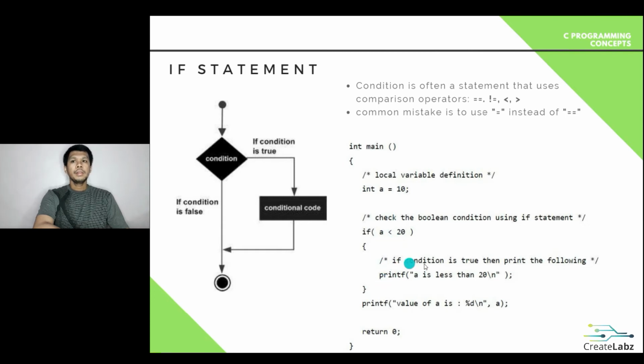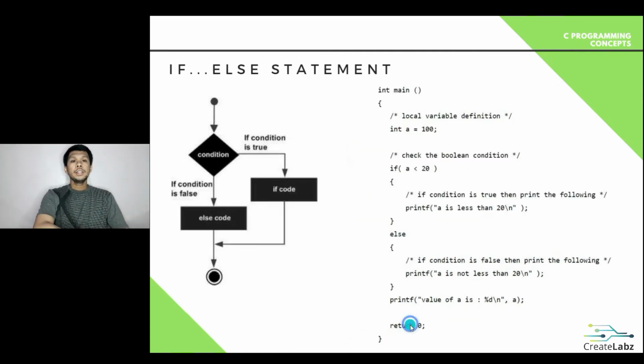This is a comment. And then this is printf, "a is less than 20\n". It will print on the screen "a is less than 20", and \n means new line. Then after that, it will print "value of a is %d\n", comma a. %d here is a format specifier for decimal. And then a here replaces %d, such that this will print value of a is 10. Return 0.